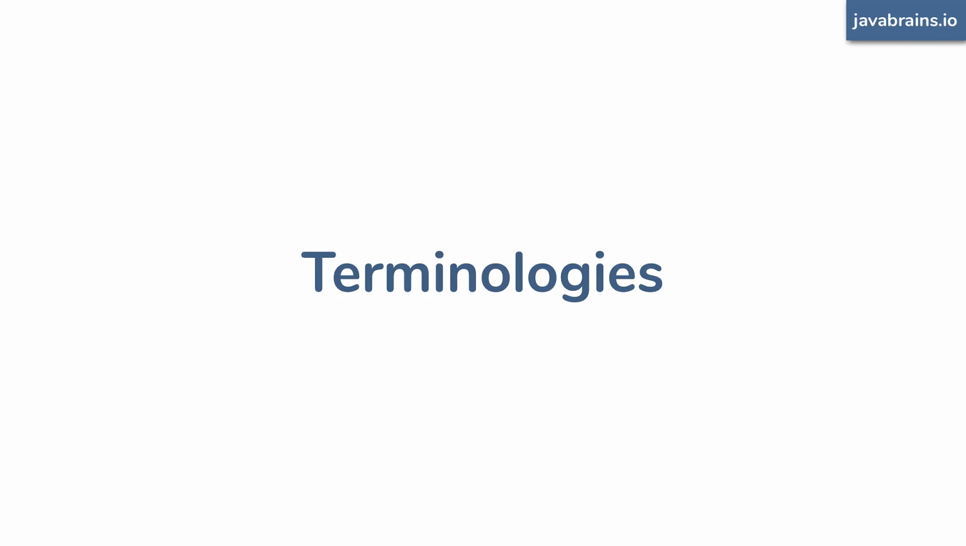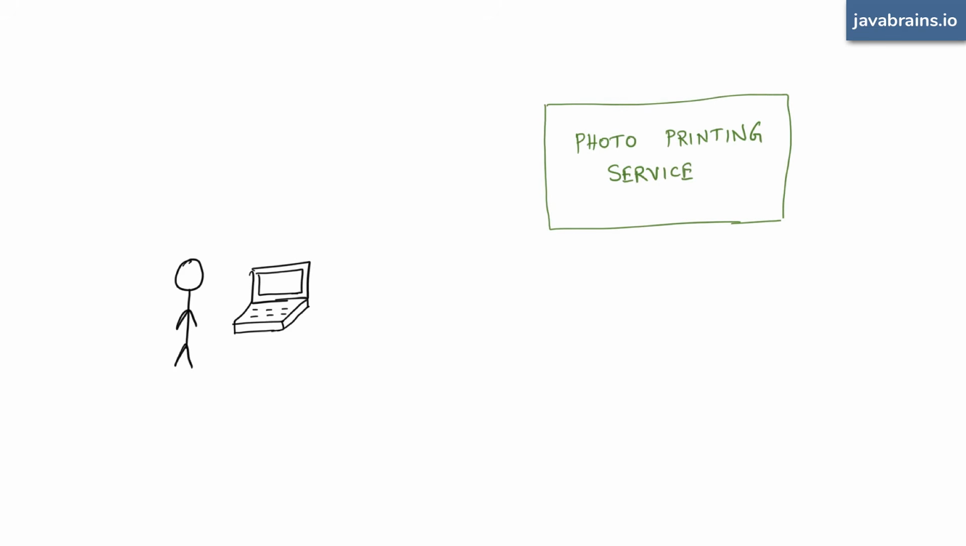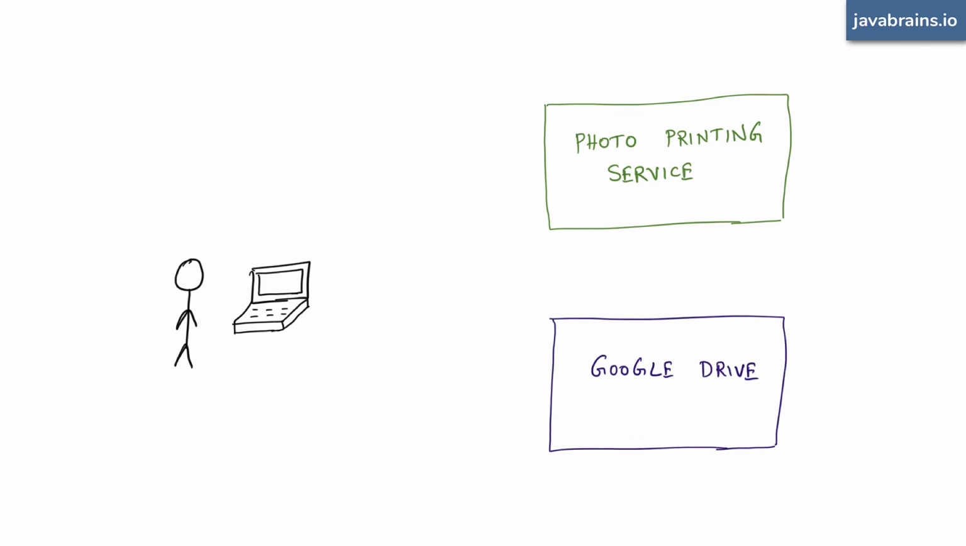Okay, let's start by looking at some terminologies. To set the context, we're going to be using this example hypothetical scenario where we have this photo printing service that a user is using, and the user wants to access some photos saved on the Google Drive in order to print it. So basically, we want one service, which is the photo printing service, to be able to access another service, which is the Google Drive service. This is the hypothetical situation.